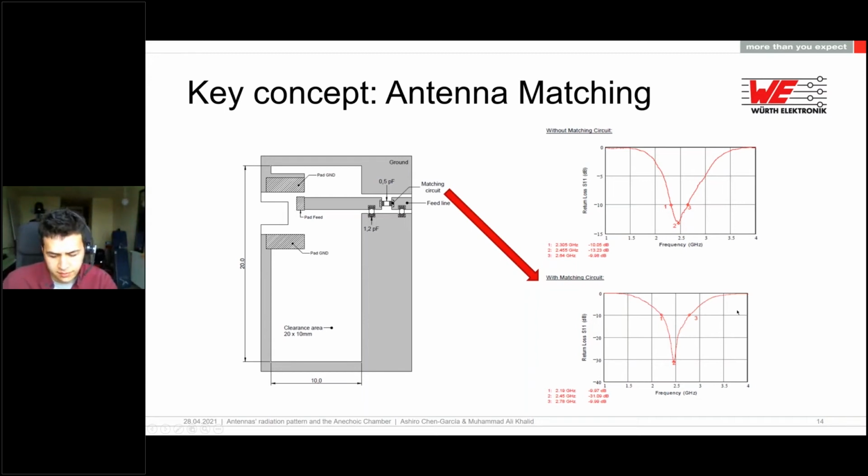You can see that the frequency point could even vary, and in this case, the return loss has a difference of more than minus 15 dB at the resonance point. In this case, 2.45 GHz for a Wi-Fi antenna.